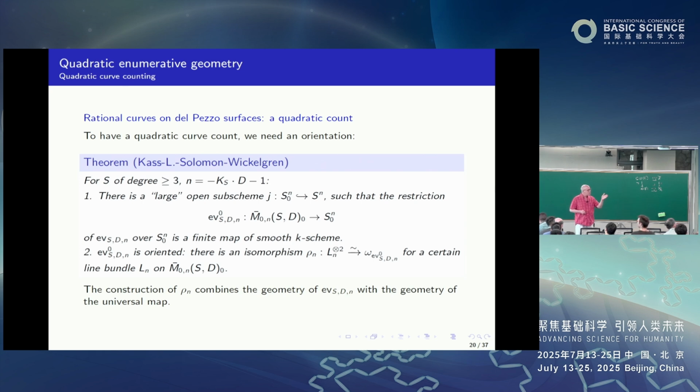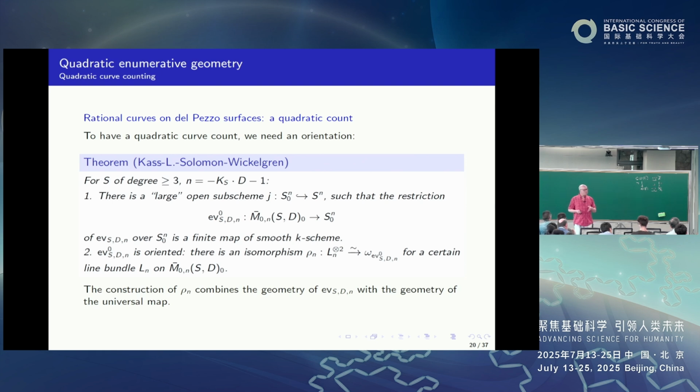So what we showed is by removing a codimension 2 subset of our target space, S to the n, the inverse image, this M0n bar, is a stack. It's not a scheme in general. But by removing a codimension 2 subset of the target, you can make it into a smooth scheme. The evaluation map is then a finite map, and it's also oriented. So we're very proud of this orientation.